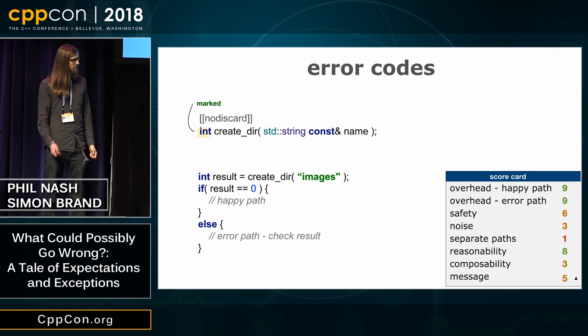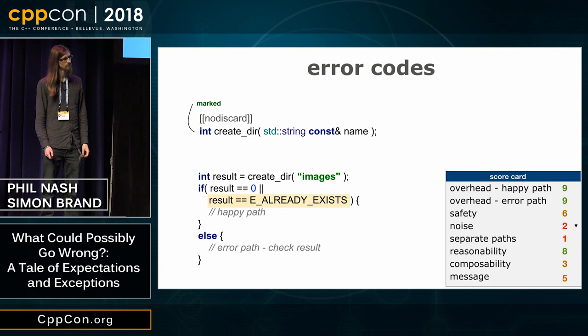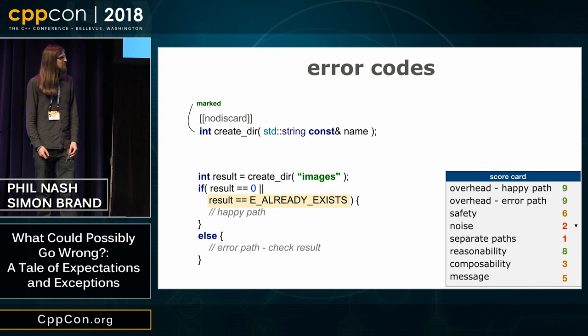Well, okay, but there's one other thing we can do here. Now that we've got an extra means to communicate what happened, we can respond to that differently. So in the case of create directory, if the directory already exists, then it couldn't create it. But that's still the happy path. So we can cope with that now. We can just stick another check in there, and we can direct everything to the happy path. So that's another advantage to this one.